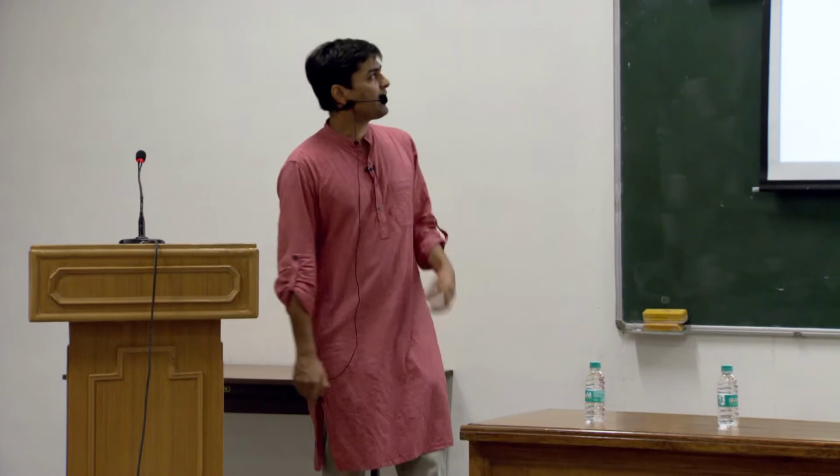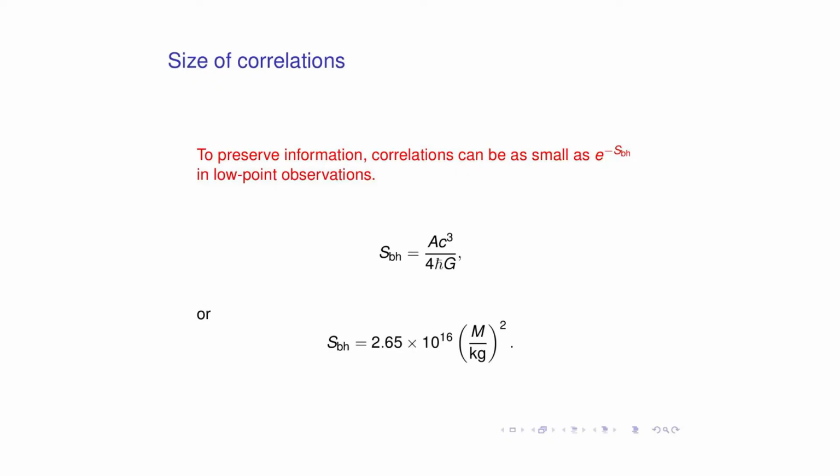that are emitted are enough to preserve all the information that was present in the black hole in the first place. Okay? And in fact, you can estimate, and this is something that many of us have worked on in the past few years, it's something I have also worked on, how small these correlations have to be to preserve information, and it turns out that these correlations can be as small as exponential in the entropy of the black hole, which, if you remember what I was saying about 20 minutes back, is proportional to the area.